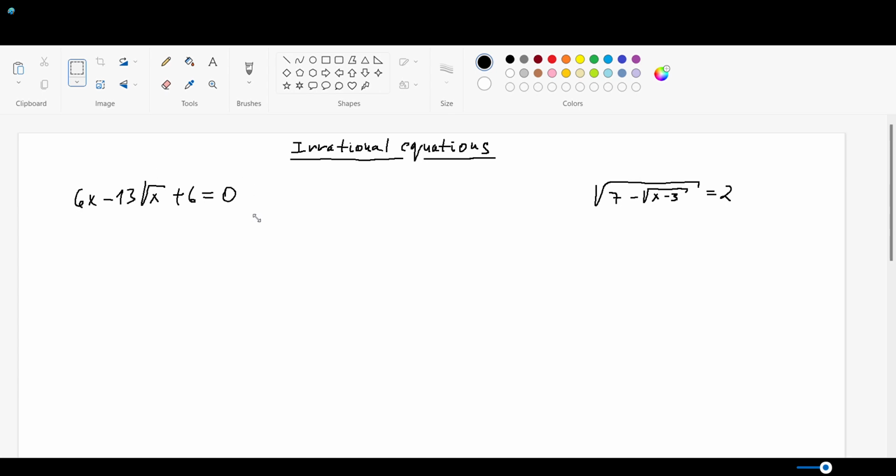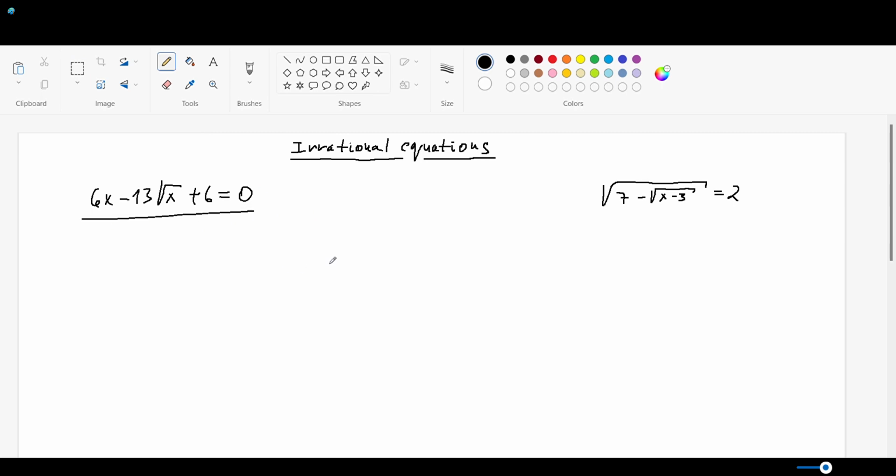I'm gonna show this on this equation, and then I think there will be a lot of time, maybe not, we will see. I'm gonna show you how to solve such kind of irrational equation. But before I start, I want to say one important thing. Before you start solving any irrational equation, you should think about for which x the equation is defined.